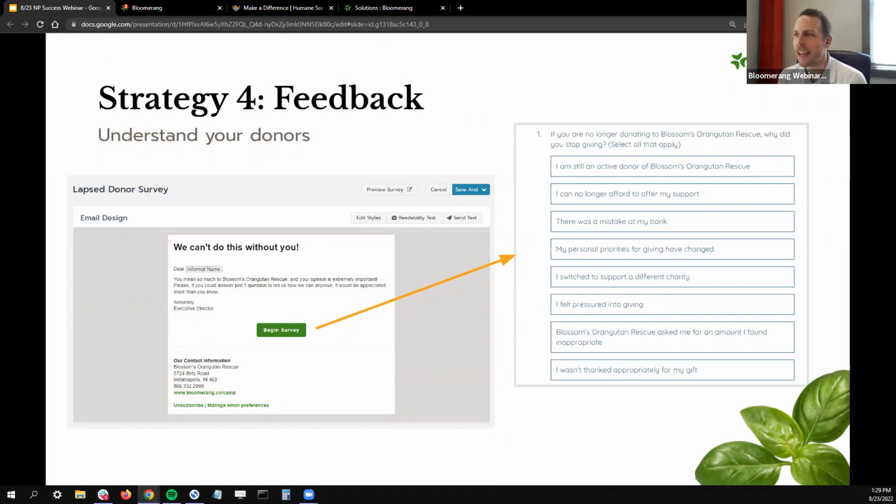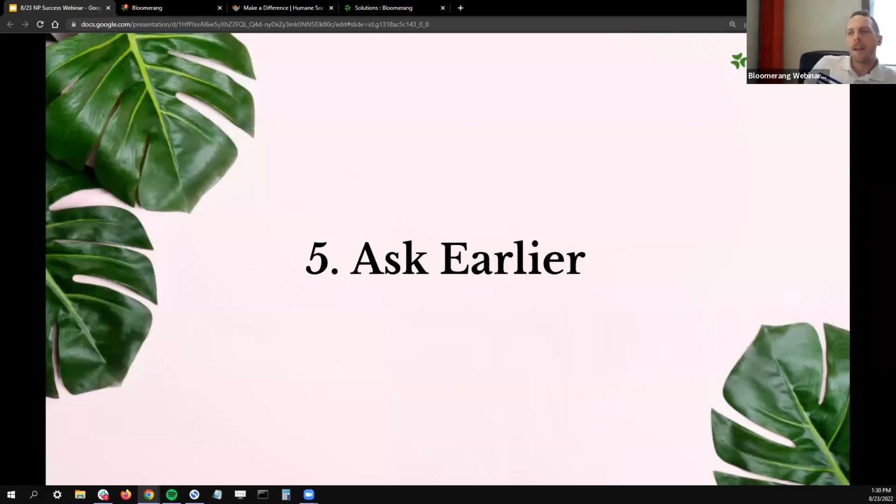Getting that data and those answers from donors is huge, so you can understand where to focus. Maybe after doing some surveys, you realize most people are saying their priorities have changed. Maybe most people are saying that they didn't feel like they were thanked appropriately. So it can really provide some insight into donor retention. I highly recommend getting some form of feedback from your donor base.